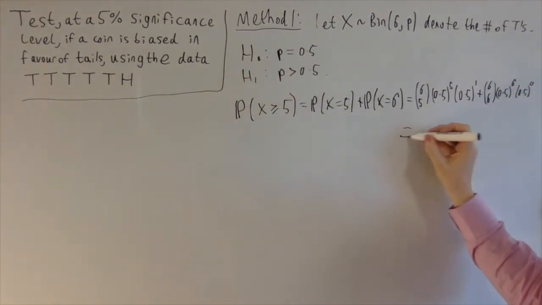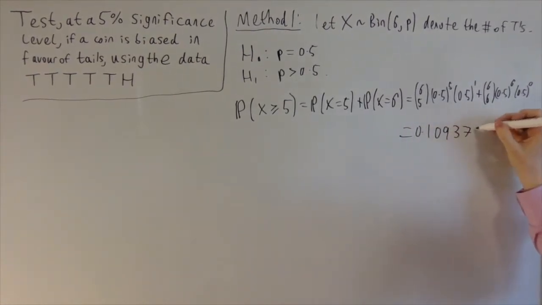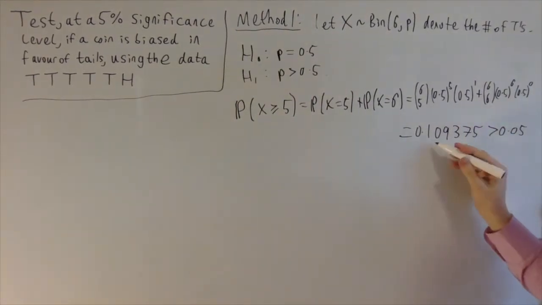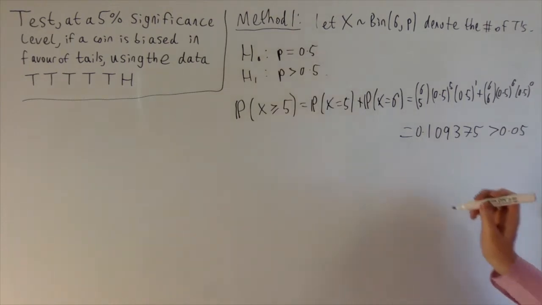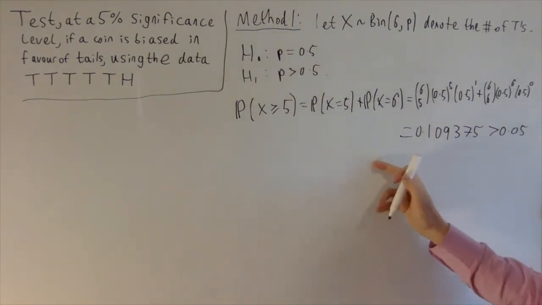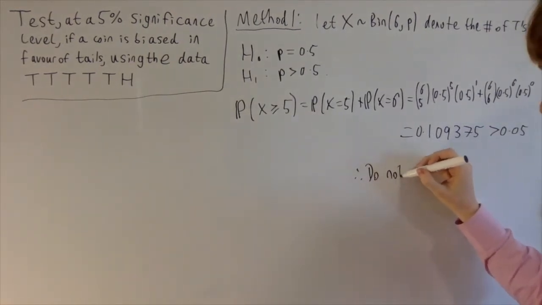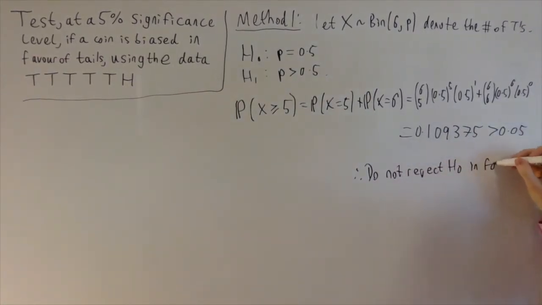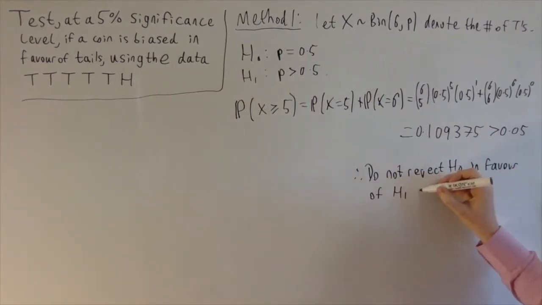And then when you calculate this, it will give you 0.109375, which is quite a lot greater than 0.05. So what we're saying is there's roughly a 10.9% chance of getting our data or something more extreme if the null hypothesis is true. This isn't that unlikely, it's certainly much more likely than a 5% chance of happening. So therefore we do not reject the null hypothesis in favour of the alternate hypothesis at the 5% level.